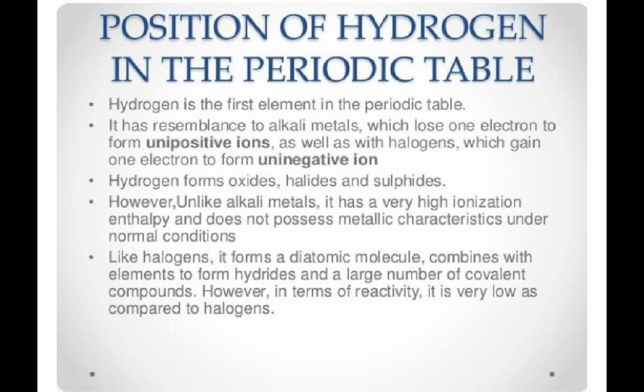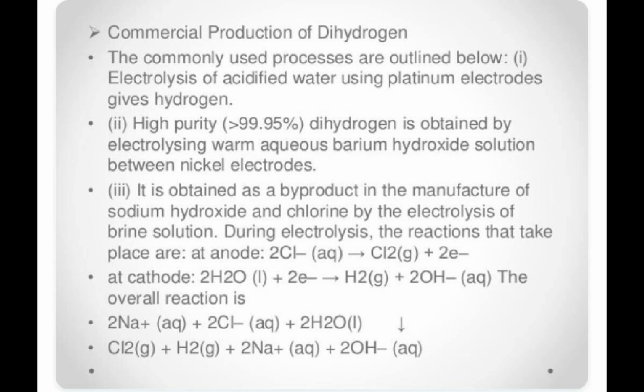And like halogens, it forms a diatomic molecule, that is H2. It combines with elements to form hydrides and a large number of covalent compounds. But its reactivity is very low when compared with halogens. Now next, what about the commercial production of dihydrogen?